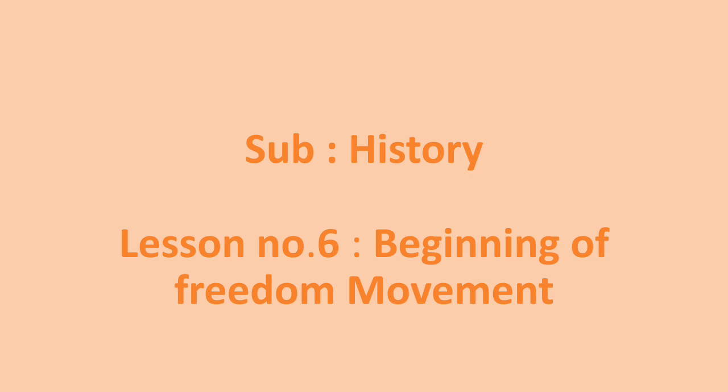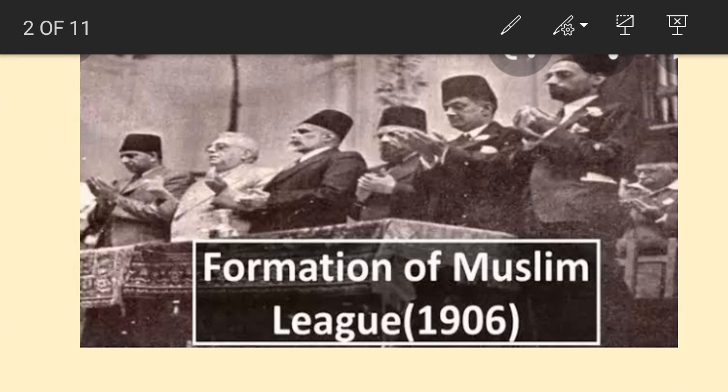Last class we had studied about the Indian National Congress, moderate and extremist leaders and their work, partition and the anti-partition movement. Today we are going to study the remaining part of the lesson. First one, the establishment of the Muslim League.